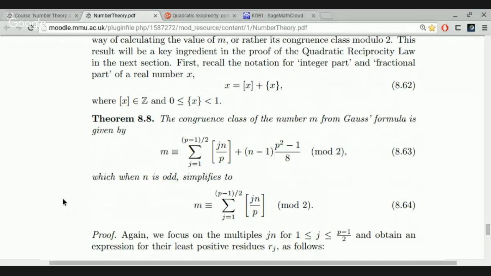So what's the thing featuring in this result? It's the floor of j times n over p. So we've got this fixed number n over p, and we're looking at various multiples of it, and then taking the floor of it. Now this relates to a geometric idea, which we're going to see come up in the last putting together of all the arguments for the proof of quadratic reciprocity.